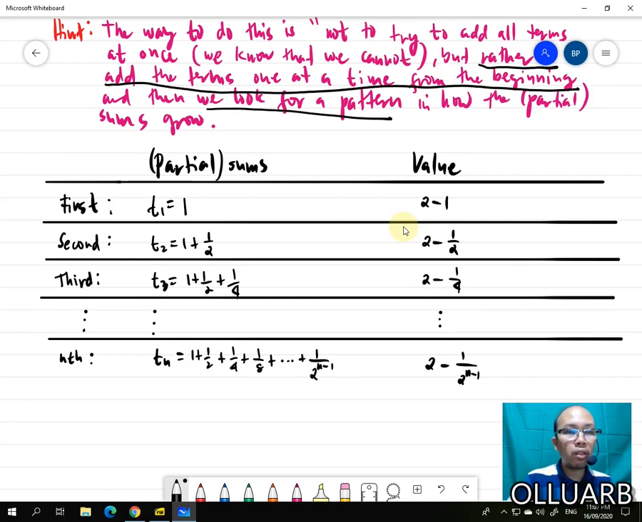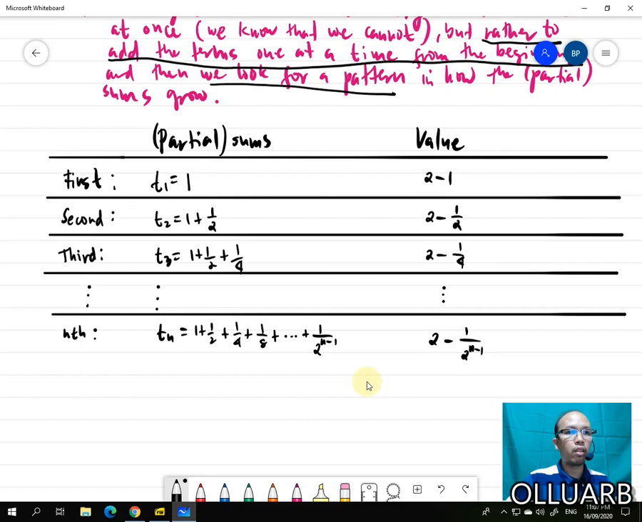Again, let me remind you that this is not always the case. Not all the problems in infinite series will have a pattern like this. We cannot always look for a pattern. So that is why, as I've said again and again, we have a test.